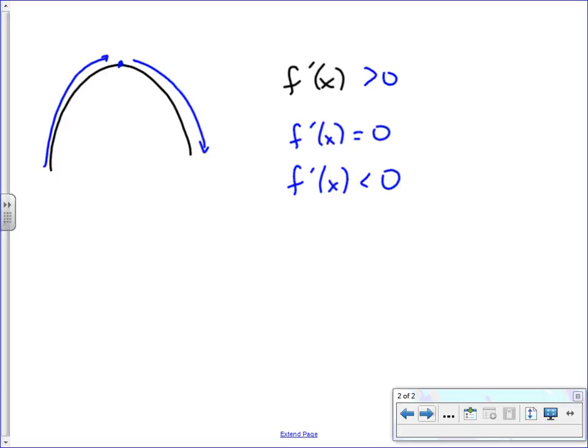It increases, it's flat, and it decreases. Okay. What can you say for me about the second derivative?